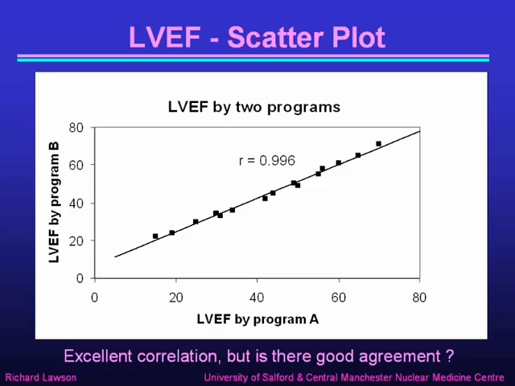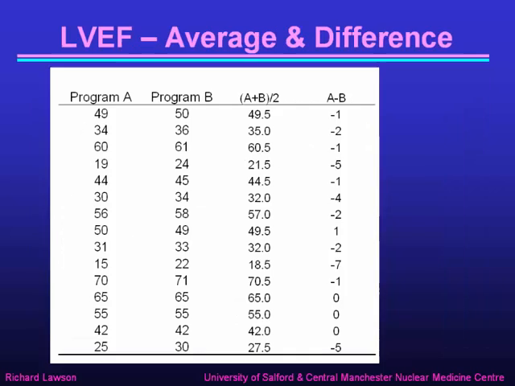But remember, I said the scatter plot can be misleading, and the Bland-Altman plot is a better plot. Here, if we look at the line of identity, it becomes a bit clearer as to what's going on. Although we've got a straight line through these points, they don't follow the line of identity. The Bland-Altman plot is basically telling us how far away all these points are from the line of identity.